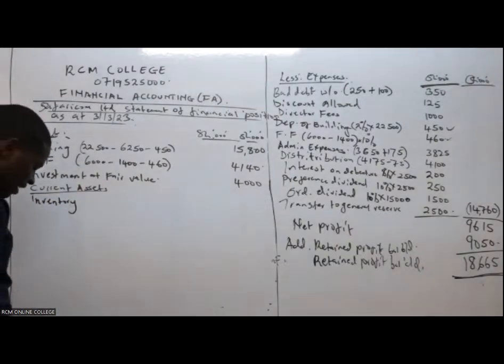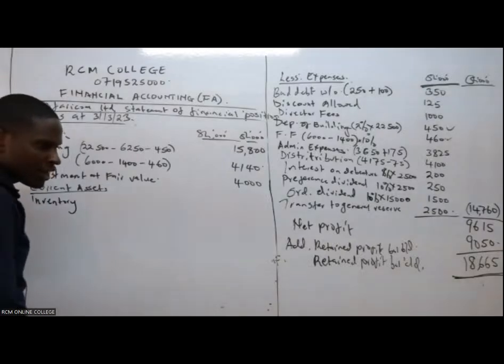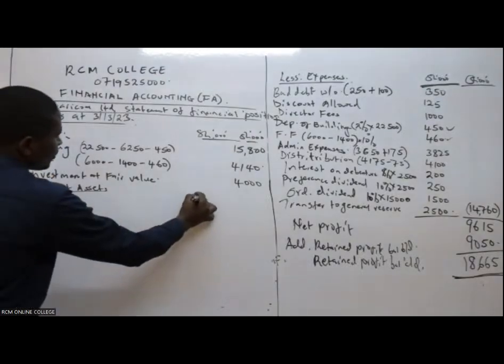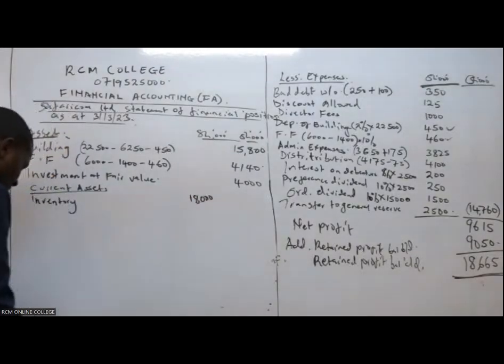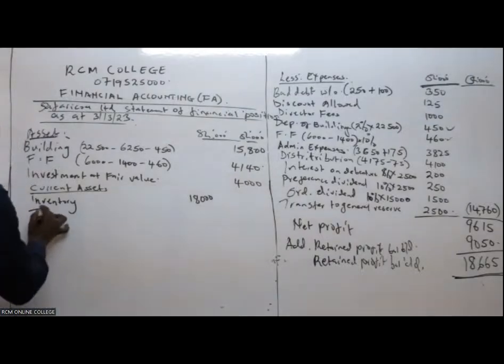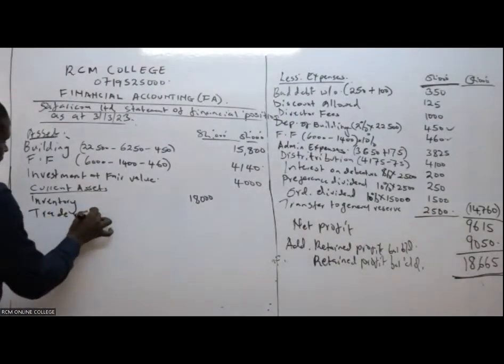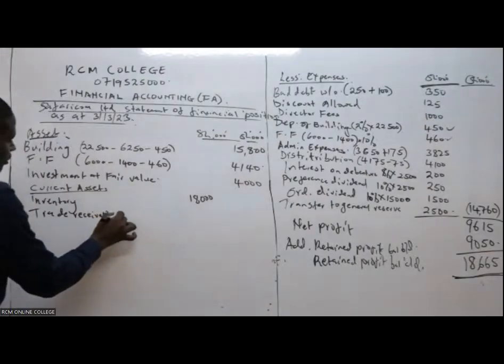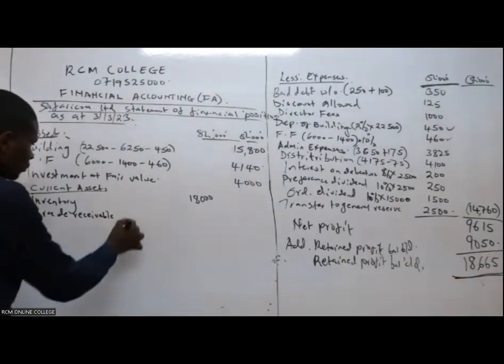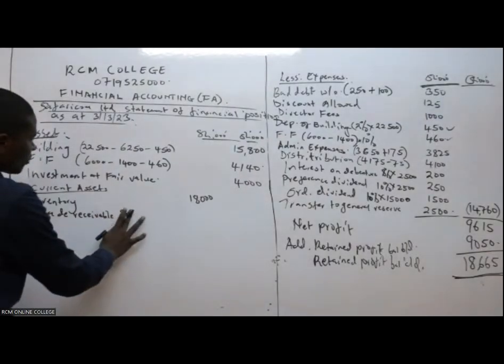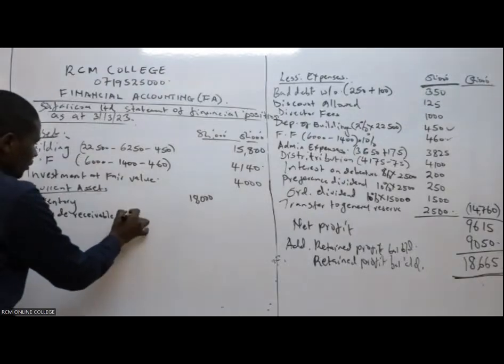Who can give me the value of our inventory? Can you see 18,000? Then we have trade receivable. Who can tell me what we reduce our trade receivable with? Which item do we reduce the trade receivable with? It was 8250. What do we reduce our trade receivable with?